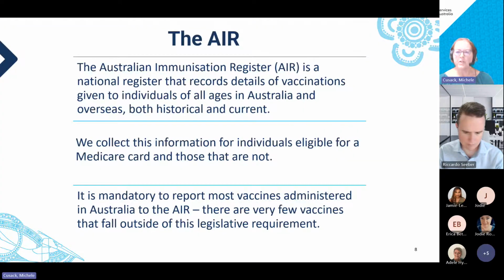Okay, so just a quick introduction to the AIR for anyone here today who is not familiar. The AIR is the Australian Immunisation Register, and it's the national register that records the details of vaccinations given to individuals of all ages in Australia and overseas, both historical and current. So we collect this information even for people that aren't eligible for a Medicare card. And it is now pretty much mandatory to report most vaccines administered in Australia to the AIR. There are very few that actually fall outside of that legislative requirement.